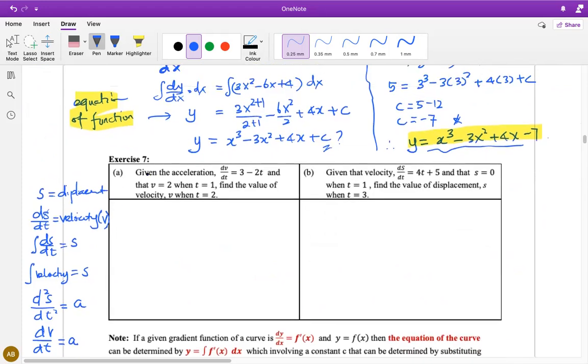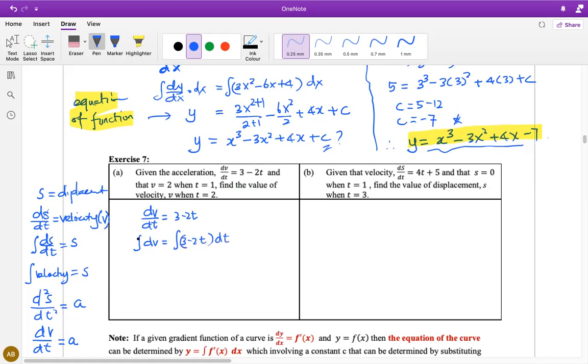Now let's see 7A. Given the acceleration dv/dt, as you know, if you differentiate velocity, you get acceleration. So dv/dt is 3 minus 2t, and v equals 2 when t equals 1. Find the value of velocity v when t equals 2. So we do it step by step. dv/dt equals 3 minus 2t. I like to do this step: dv equals 3 minus 2t.